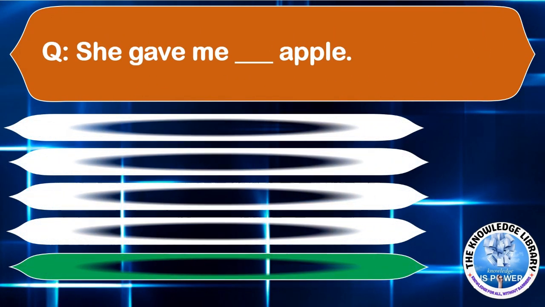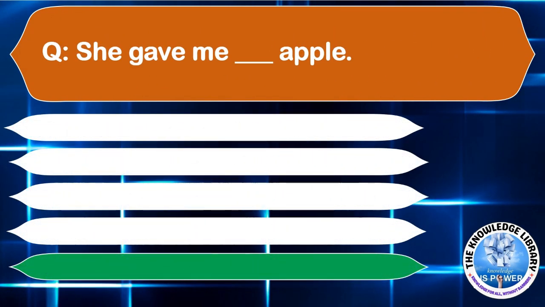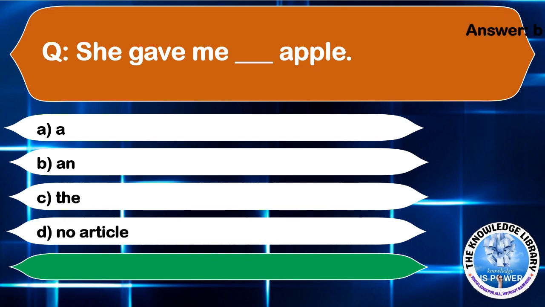She gave me dash apple. Option A. Option B, an. Option C, the. Option D, no article. The correct answer is option B, an. Moving to the next question.